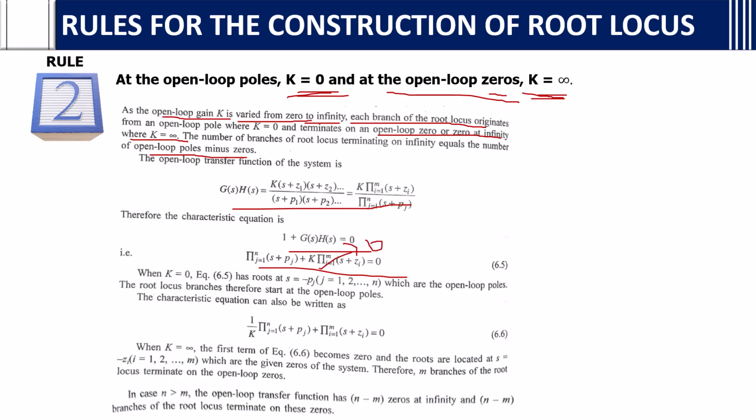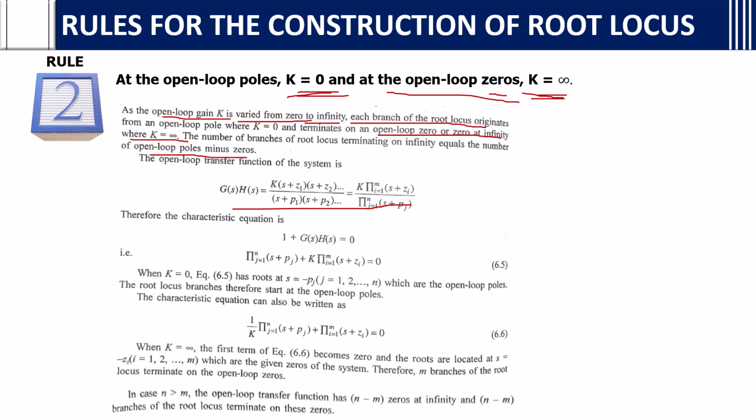When we consider k equals 0, what are you left with? The s plus pj term. So s will be equal to what? Minus pj, which are what? The open loop poles. So the root locus branches therefore start from open loop poles. Now we made k equals 0 for poles.